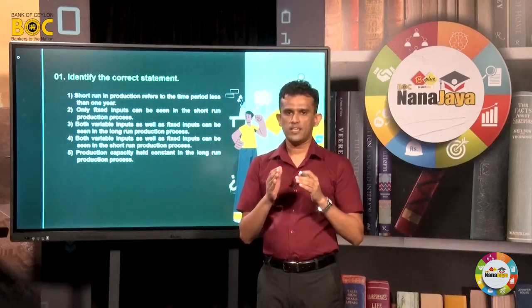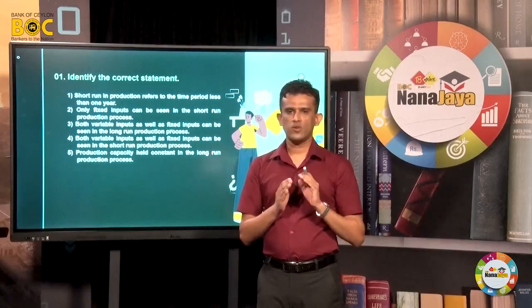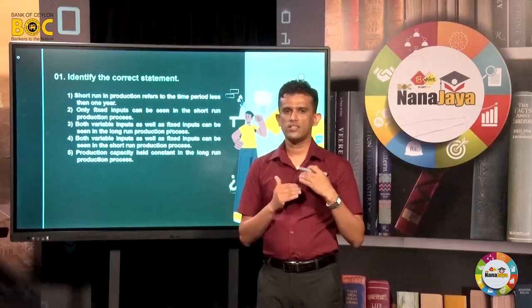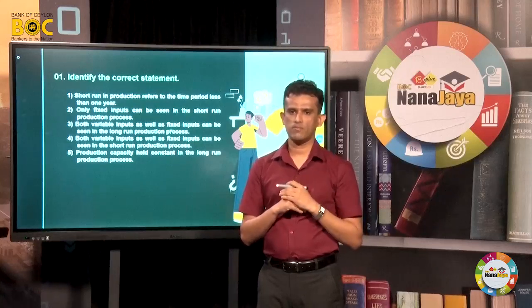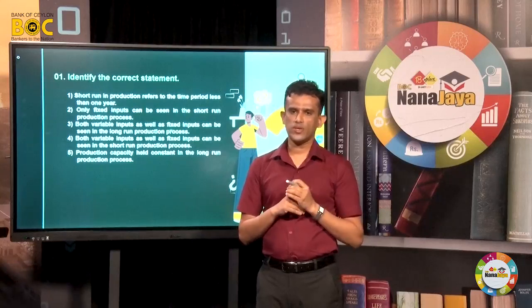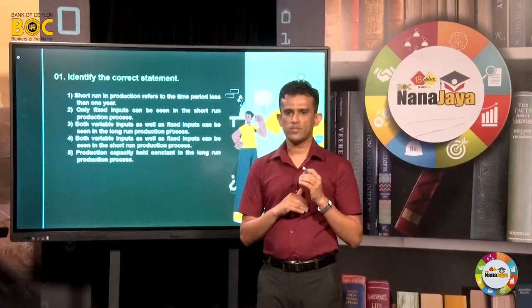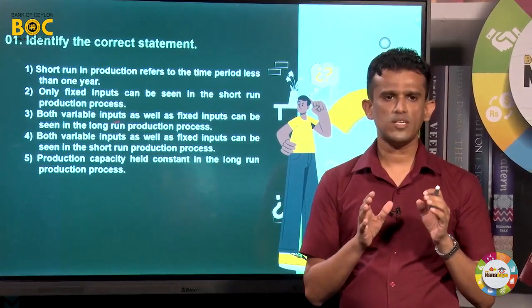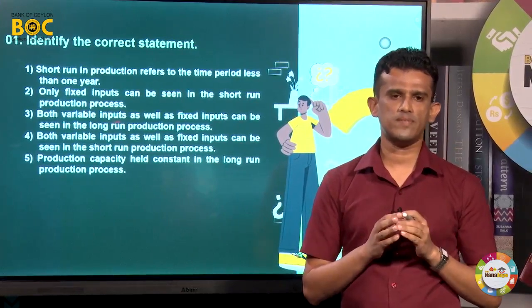Simply we cannot say a period more than 1 year is long run and less than 1 year is short run. No, there is no such categorization of production process. The production process is categorized into two categories based on the types of inputs which can be observed within the production process being considered.